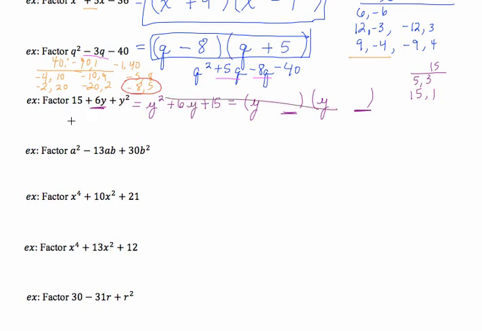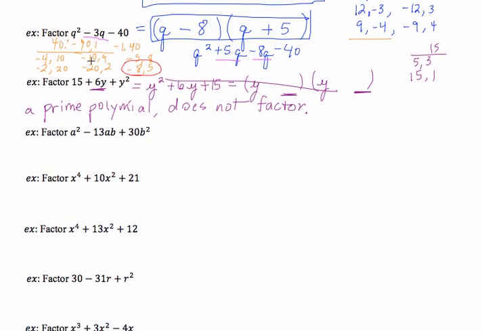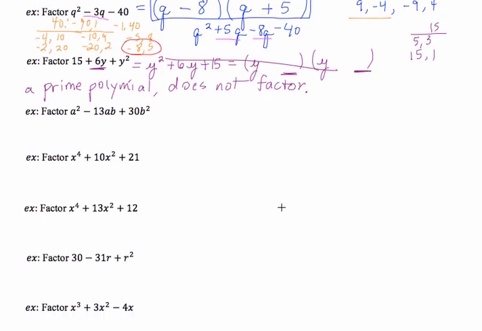All right, so this one is called a prime polynomial because it does not factor. That will happen on occasion. The more math you take, the more often that's going to happen too. Sometimes that happens, but you really have to give all the numbers a try before you can decide for sure that this one just doesn't factor. All right, let's try another one.